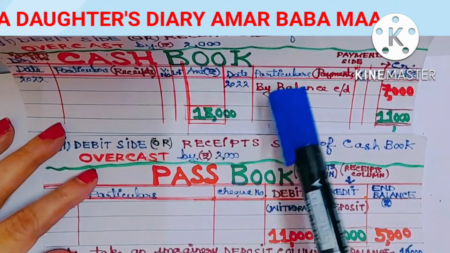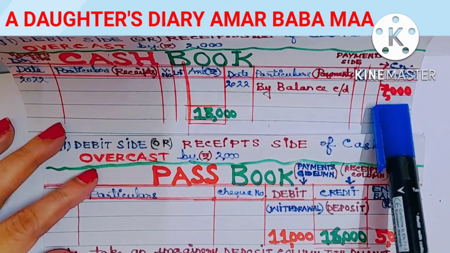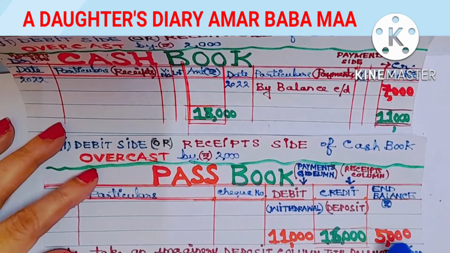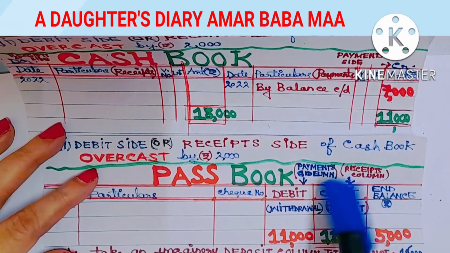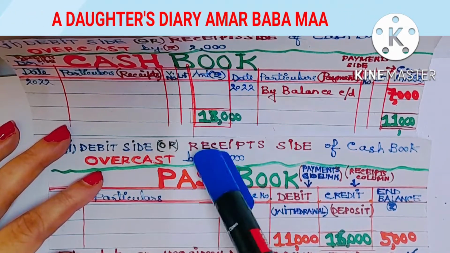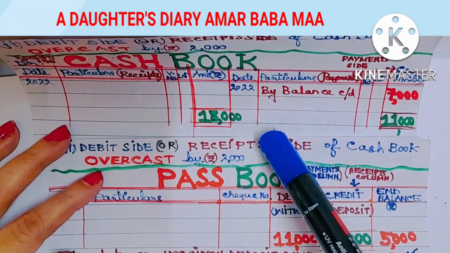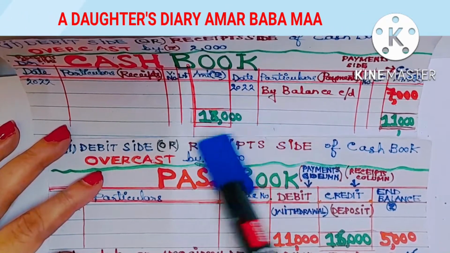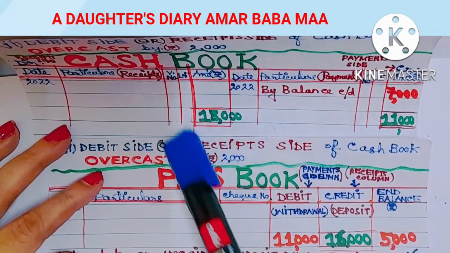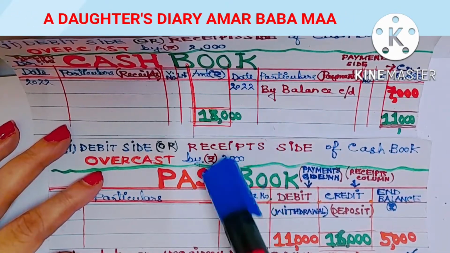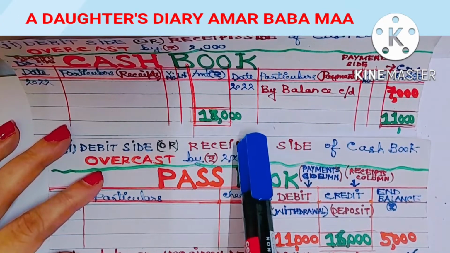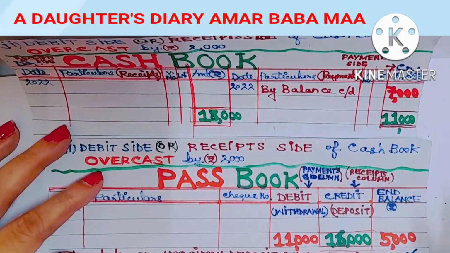But here cash book balance is 7,000. So cash book balance is more by rupees 2,000 and passbook balance is less by rupees 2,000. Why is this difference? Because the receipt side or debit side of cash book has been overcast by the businessman by rupees 2,000. By mistake, he has written 18,000. This is a totaling error. Instead of 16,000, he has written 18,000. That is the reason the cash book balance has increased.